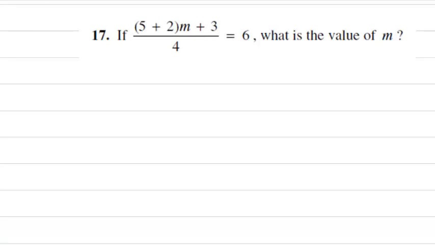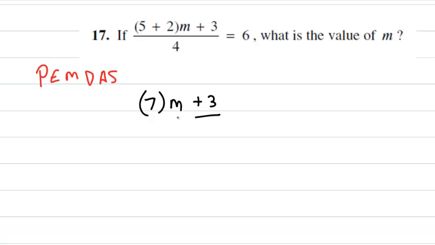Here's a problem from College Board's 2001 practice test. If that statement is true, what's the value of M? Okay, so we're just basically going to go through the steps here. Once again, please excuse my dear Aunt Sally would say to first look at what's inside the parentheses. So I'm going to take that first. 5 plus 2 is 7, times (M plus 3) over 4 equals 6.